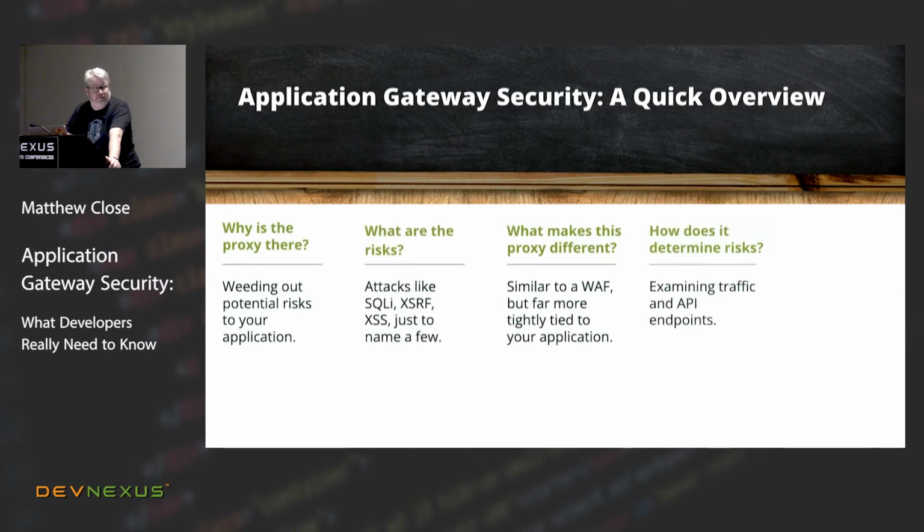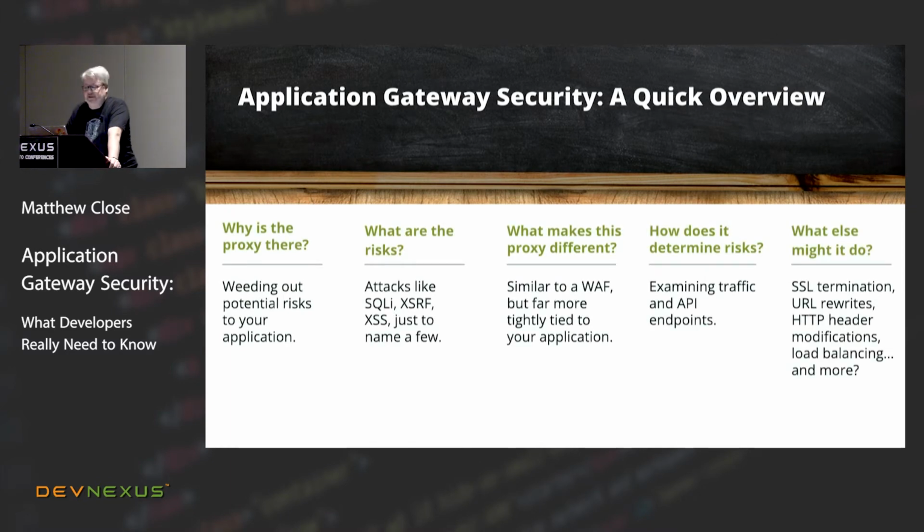Let's do a quick overview of application gateway security. Why is it there? This type of proxy exists primarily for the purpose of weeding out potential risks to your application. What are those risks? It can protect you from things such as SQL injection, cross-site request forgery, cross-site scripting, etc. We'll get into a couple of detailed examples later on regarding those types of attacks and how they might play out in your environment. So what makes this particular proxy different?